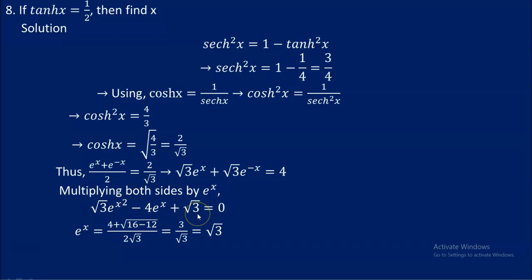because radical 3 and radical 3 makes 3, and 4 times 3 makes 12. And then this has to be divided by 2 times a. A in our case is radical 3, so it's going to be 2 radical 3. Now what's happening here is, see, 16 minus 12 is 4. So the square root of 4 makes what? 2, right? So 4 plus 2 makes 6.